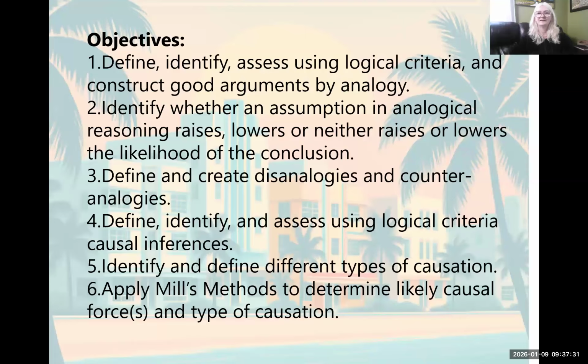So for this, hopefully you have met all these objectives. You can define, identify, assess using logical criteria, and construct good arguments by analogy. You can identify whether an assumption in analogical reasoning raises, lowers, or neither raises nor lowers the likelihood of the conclusion. You can define and create disanalogies and counter-analogies, define, identify, and assess using logical criteria causal inferences, identifying different types of causation, and apply Mill's methods to determine likely causal force and types of causation.